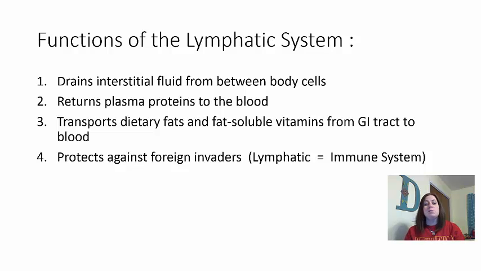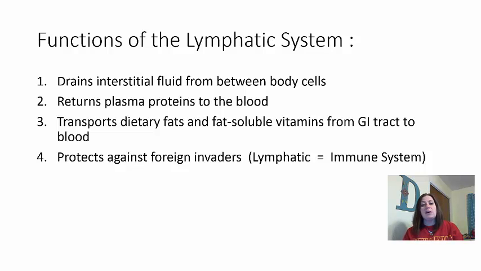It's also going to transport dietary fats and fat soluble vitamins from the GI tract to the blood. There's going to be a special section that's going to pick up these particular fats in the GI tract, and they're going to deliver it to the blood. The last part of the lymphatic system is more of the immune system part. It's going to protect against foreign invaders.